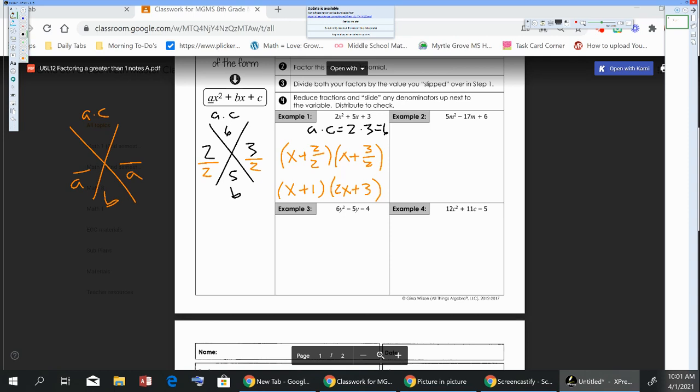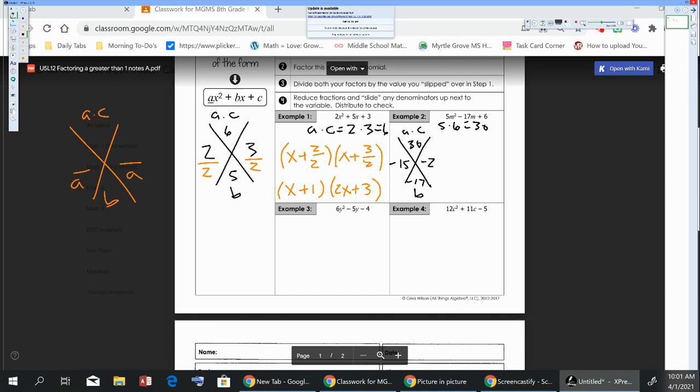Okay, question 2 again, if I look at a is 5, c is 6, so 5 times 6 is 30. So I go ahead and make my x. Again, this is a times c, which is 30. B here is negative 17. So 2 numbers that multiply to get 30, add to get negative 17. So I'm going to have negative 15 and negative 2.